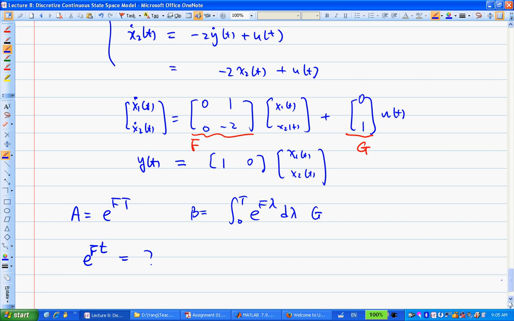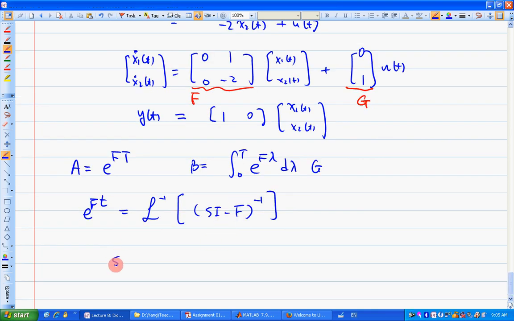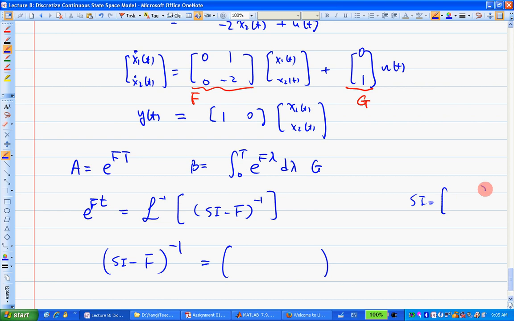So what's this e to the power of Ft? It's the inverse Laplace of sI minus F inverse. Right? Okay, so now let's take a look at what sI minus F inverse is. Let's work it out here. I guess we need sI minus F first. F is this, right? And by the way, what's sI? Right? This.